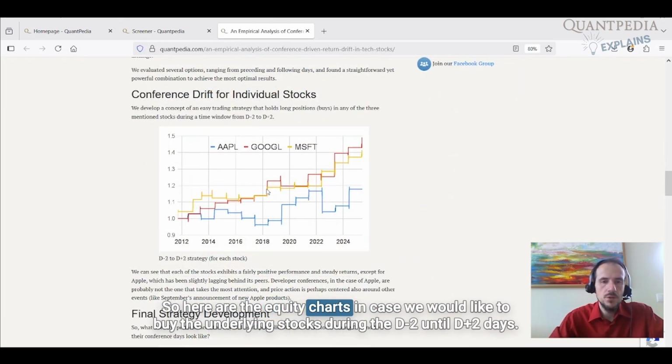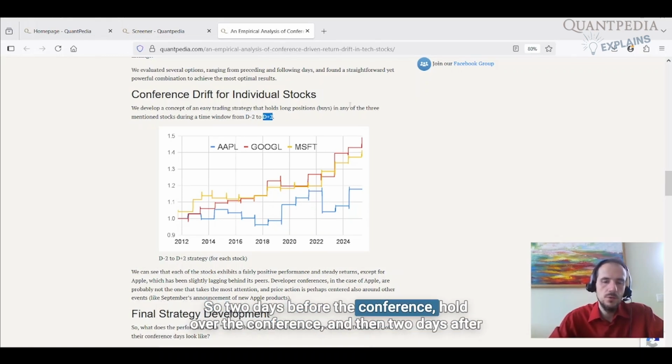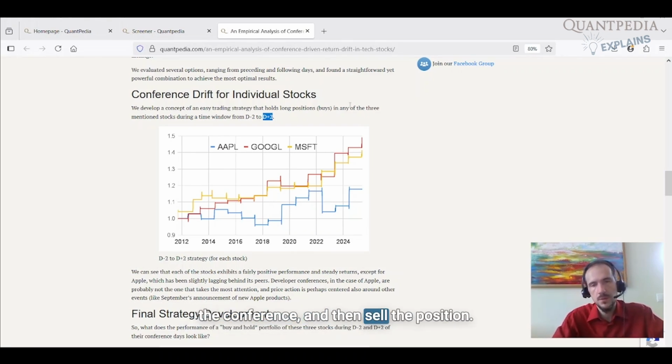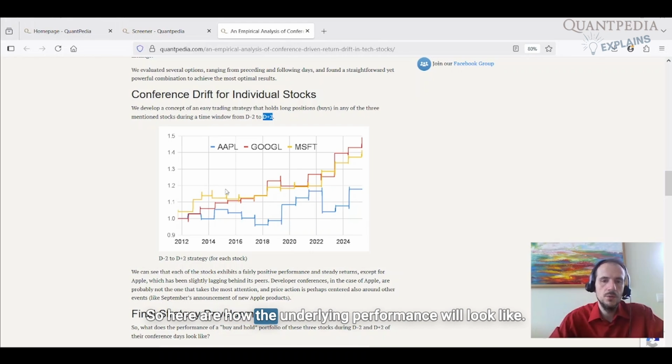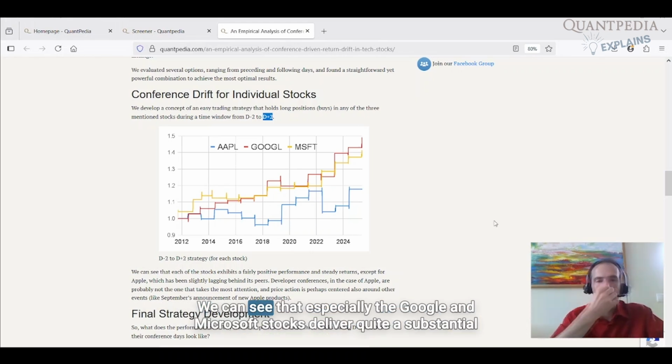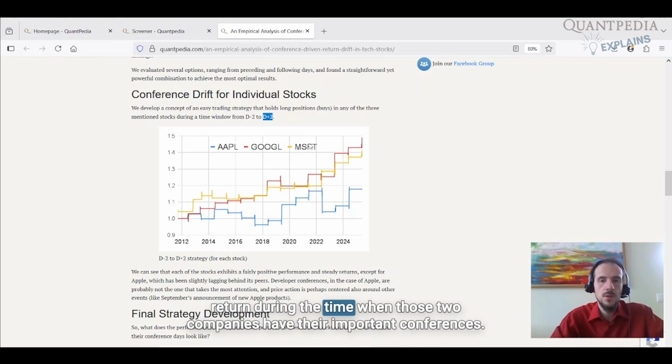So here are the equity charts in case we would like to buy the underlying stocks during the D-2 until D+2 days. So 2 days before the conference, hold over the conference, and then 2 days after the conference, and then sell the position. So here is how the underlying performance will look. We can see that especially the Google and Microsoft stocks deliver quite a substantial return during the time when those 2 companies have their important conferences.